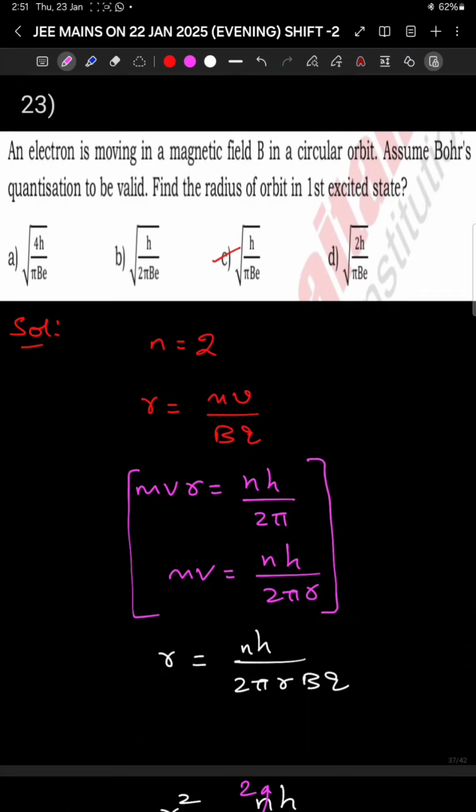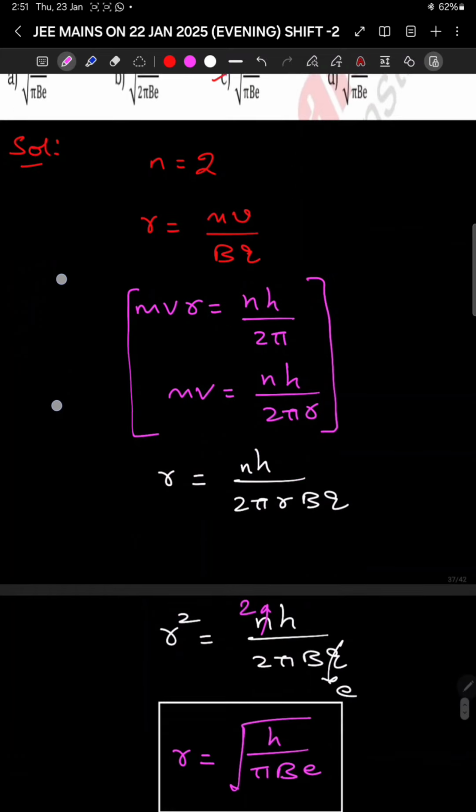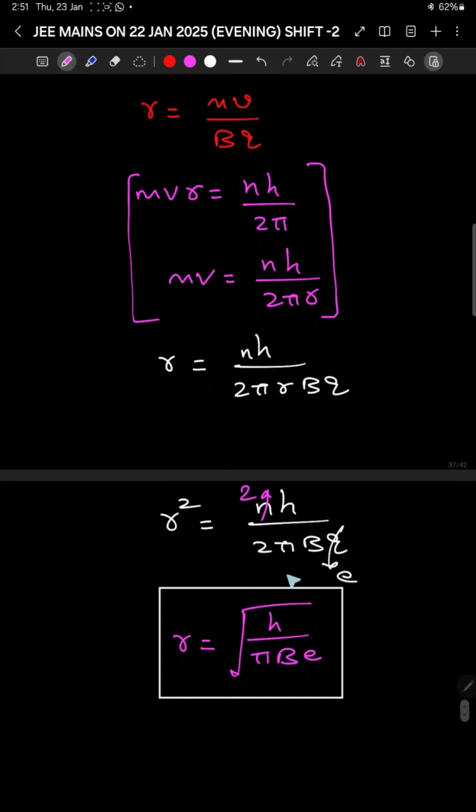An electron moving in a magnetic field in a circular path, they told. When a charged particle moves in a magnetic field, the radius formula will be mv by bq. And they asked to apply Bohr's quantization, mv r equal to nh by 2 pi. Angular momentum is quantized. From this, mv value is nh by 2 pi r. Substitute mv here, you can find the radius value. So r square is proportional to r square equal to nh by 2 pi bq. Q means electron charge. Here n means the first excited state mentioned, value 2. Find r value.